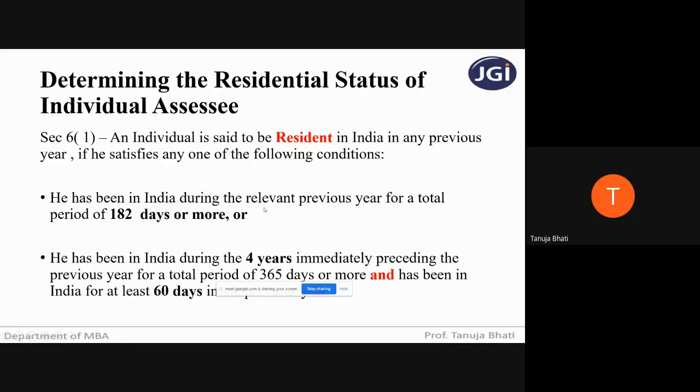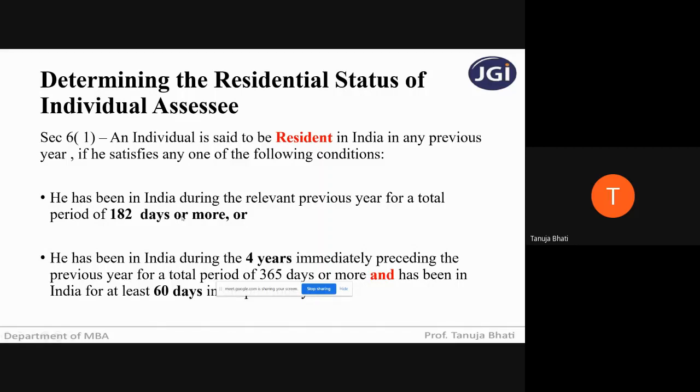So students, understand that to determine the residential status of an individual, the first thing is you need to see Section 6 subsection 1, which says that there are two conditions. If either one condition or both the conditions are fulfilled, then he is a resident. If both the conditions are not fulfilled, then he is a non-resident. So based on this slide, you can determine whether a particular individual is a resident or a non-resident.